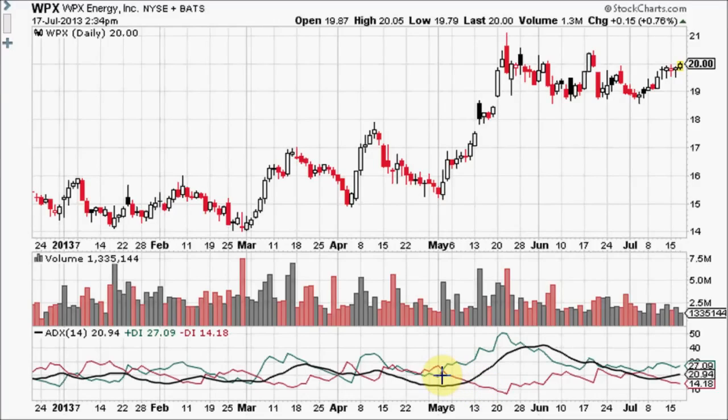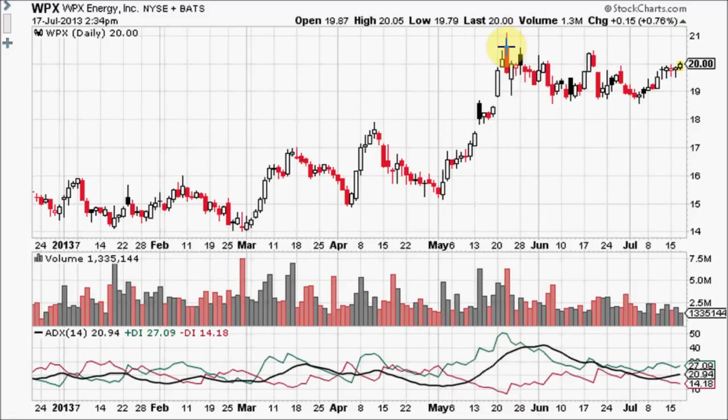Many consider that to be a buy signal. And if you look at the chart, that would have been a good buy signal. So the direction of the trend is all about the DI plus, which is up-ticking. The DI minus is down-ticking.